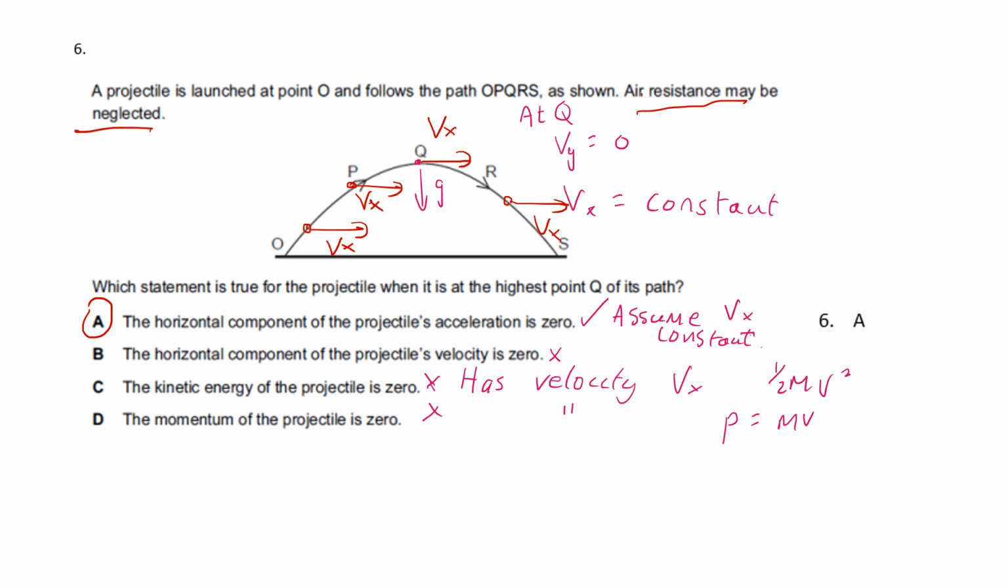Looking at the others and why they're wrong. B, the horizontal component of the projectile's velocity is 0. No, it hasn't stopped horizontally. At the highest point, it will have a 0 vertical component. So that would be correct if it was the vertical component, but it's horizontal, so it's wrong. The kinetic energy is 0. Well, that can't be right, because if it has velocity, then it can have kinetic energy, which we can calculate from half mv squared. That's got velocity in it. The momentum of the projectile is 0. Again, momentum is mass times velocity, so if it has velocity, then it must have momentum. So the answer here is A.